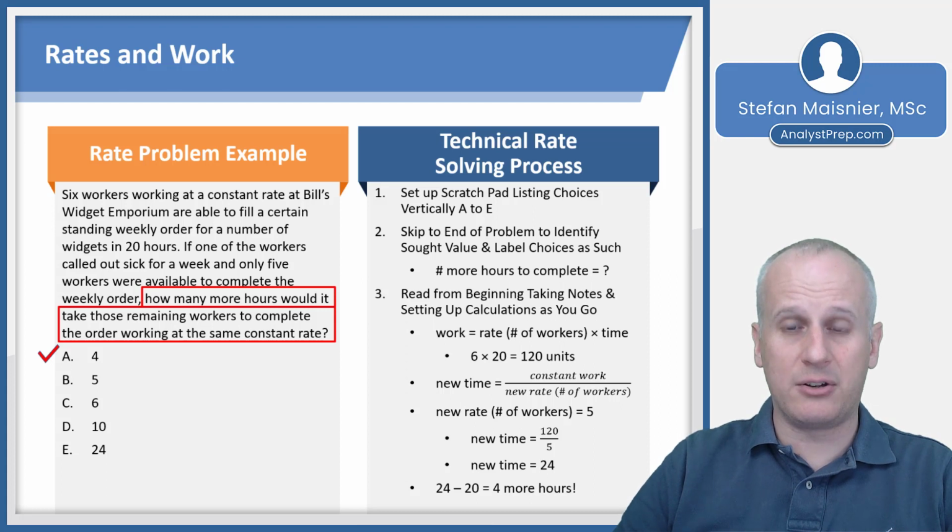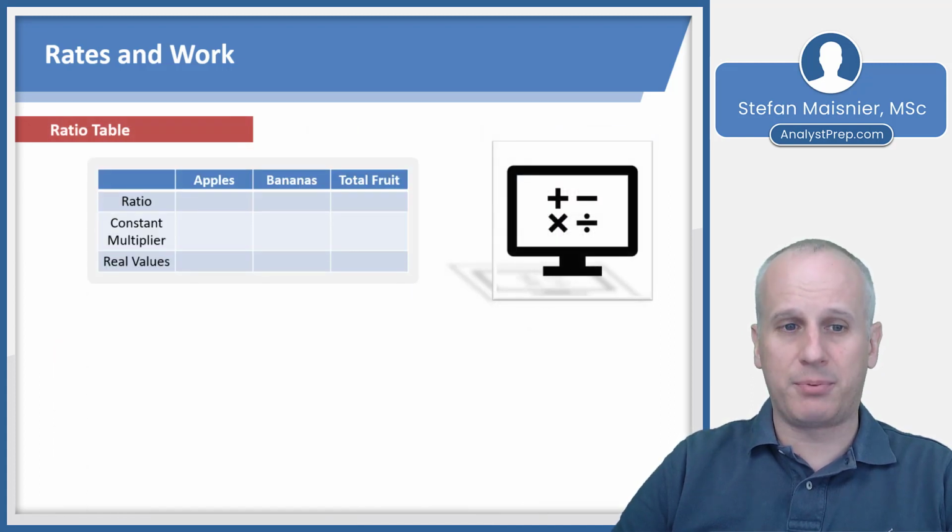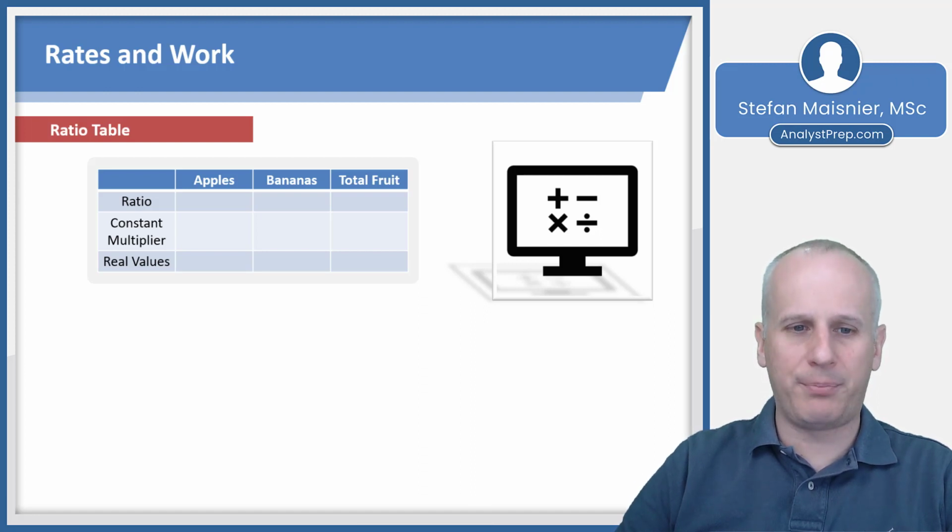And if you see the technical solution to this and are comfortable with the algebra that it is ultimately using, feel free to do the technical approach as your first option, because we know that the technical approach is probably fastest if you know how to do it. But if you don't know how to use the technical approach, you can also use what is known as a ratio table. So we've got a sample ratio table here, and you can see it's structured where we've got 3 columns. We've got one for apples, one for bananas, and total fruit as the final. And then we've got 3 rows, the ratio line, our constant multiplier, and our real values ultimately at the bottom.